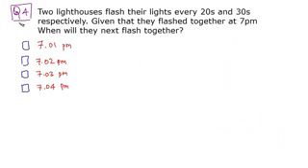Now let's move on to question number 4. Two lighthouses flash their lights every 20 seconds and 30 seconds. Given that they flash together at 7 p.m., when will they next flash together?